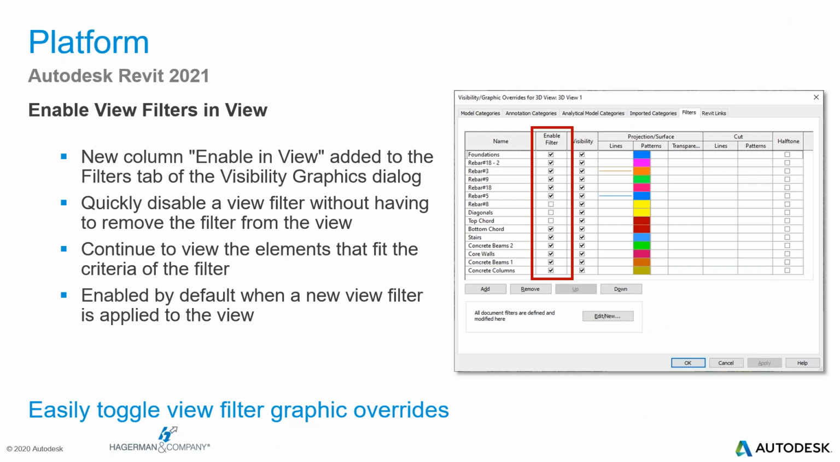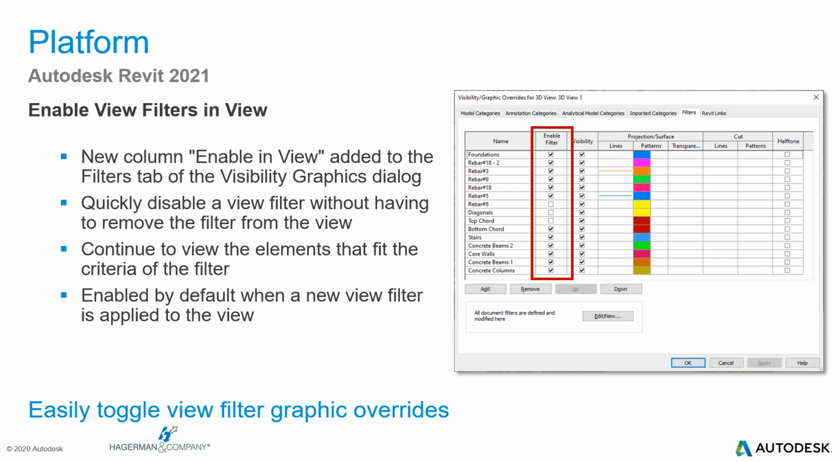Revit offers users the ability to create view filters that control the visibility or graphic display of elements. Using the Filters tab in the Visibility and Graphics dialog, these filters may be applied to one or more views in a Revit project. In Revit 2021, a new Enable Filter column has been added to that dialog. This gives you the ability to quickly turn on and off the overrides of a view filter without having to remove that filter from the view.